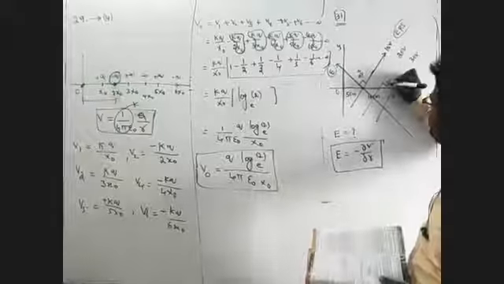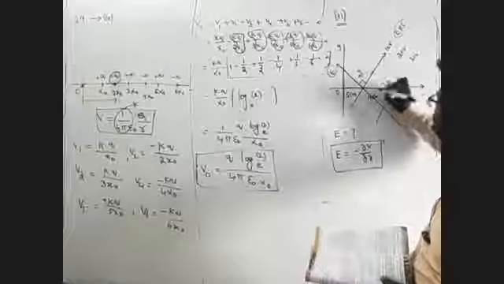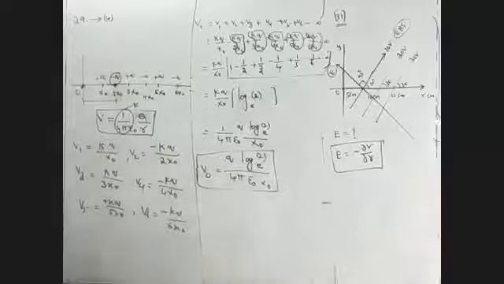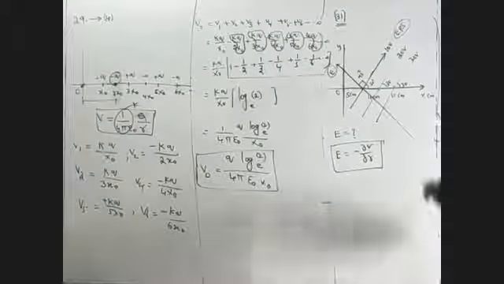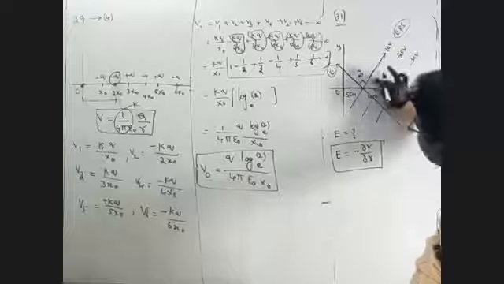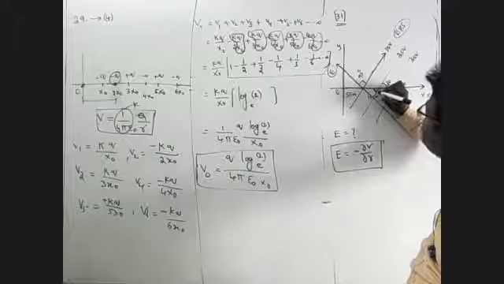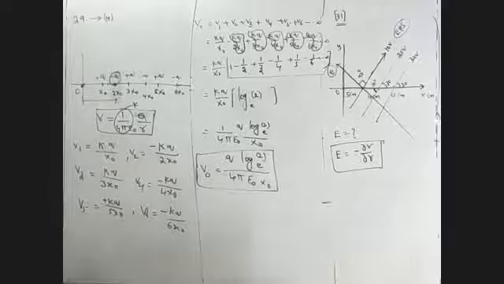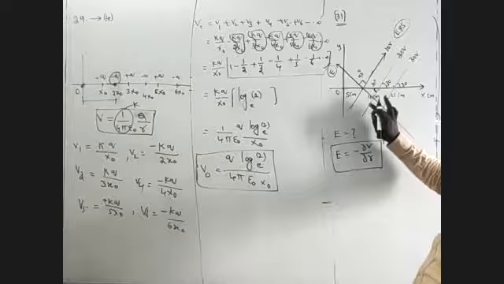What is the angle here? 30 degrees. Here also 30 degrees is given. Here also it is 30 degrees, so what is the angle here? Here also 30 degrees.